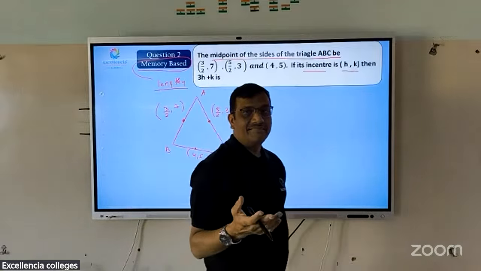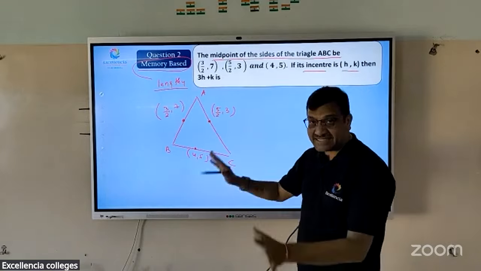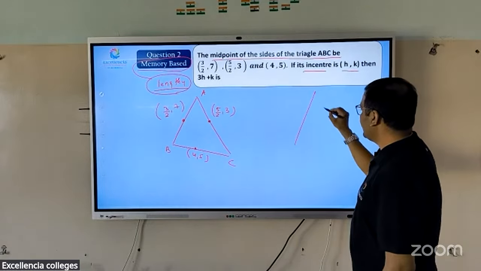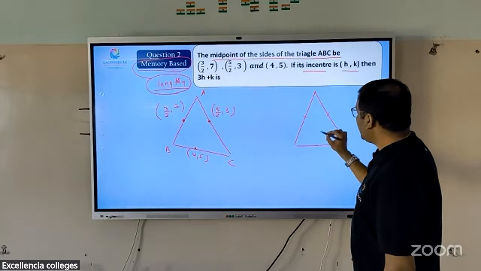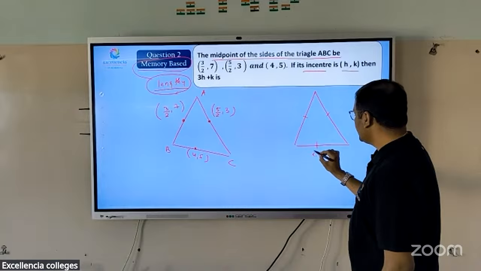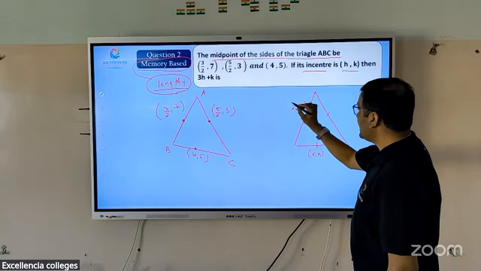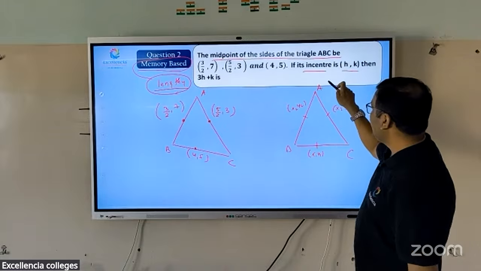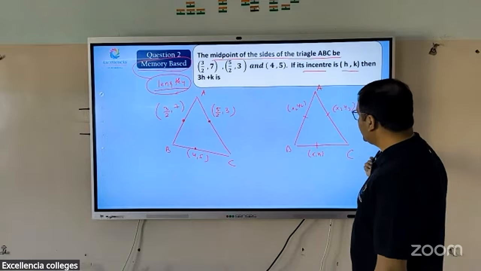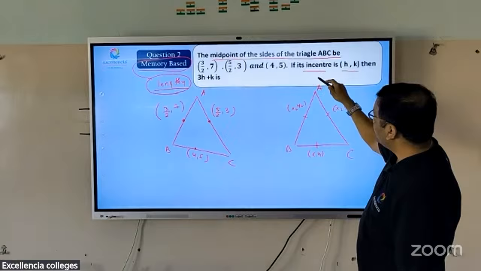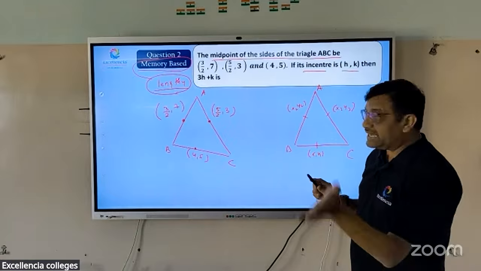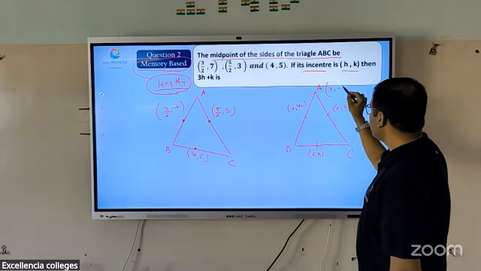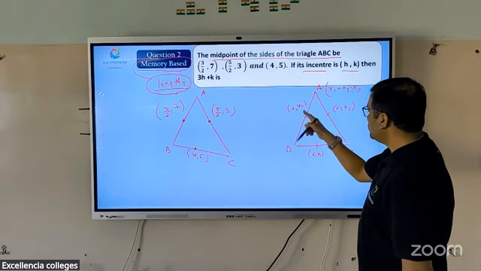So here the concept is, if there is a triangle whose midpoints are (x1, y1), (x2, y2) and (x3, y3), then the vertices A, B, C, I can take as (alpha1, beta1), (alpha2, beta2), (alpha3, beta3). Then (alpha1 plus alpha2) by 2 is x2. Like that I would have got A, B, C, but directly this will be (x2 plus x3 minus x1, y2 plus y3 minus y1). This is the concept, right? The same way for solving this.